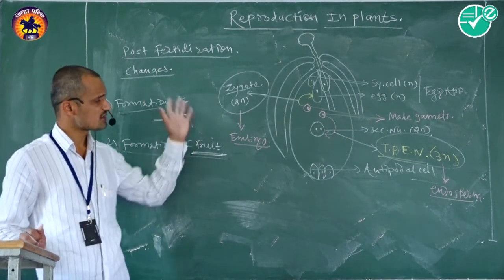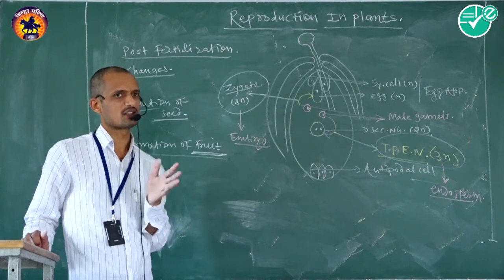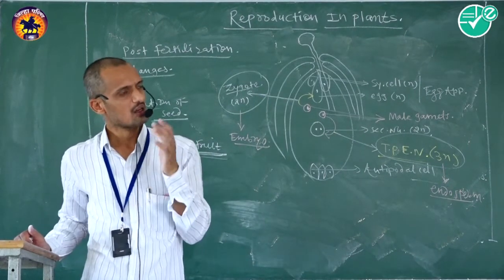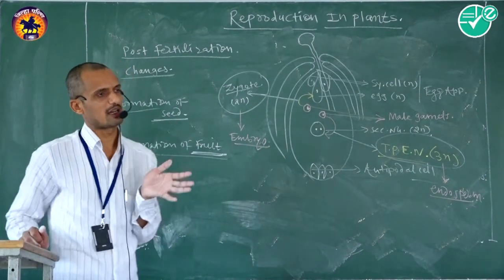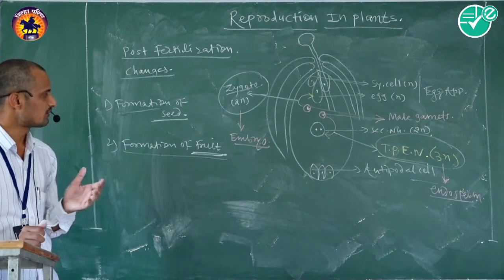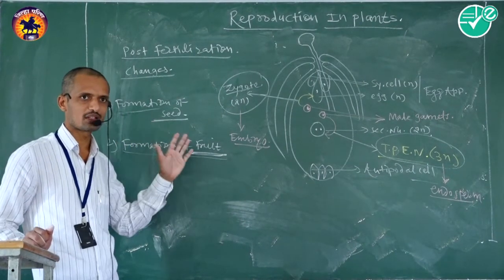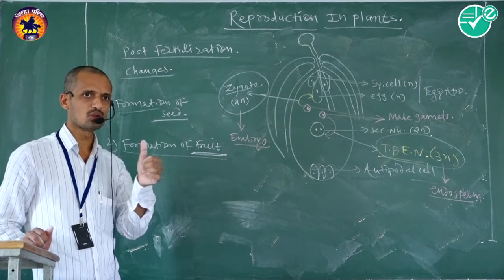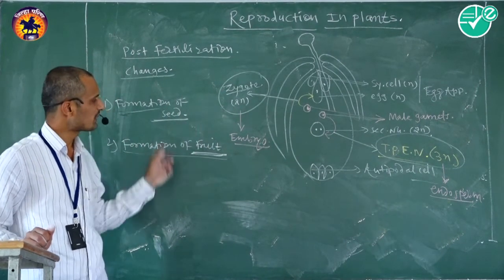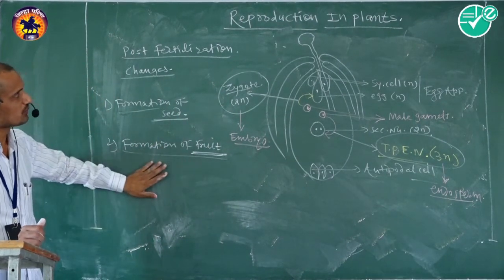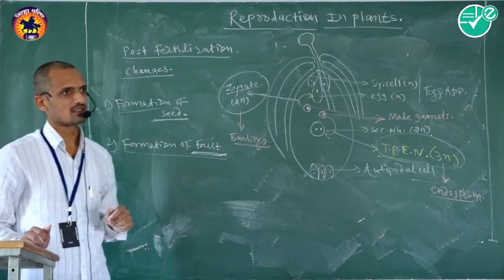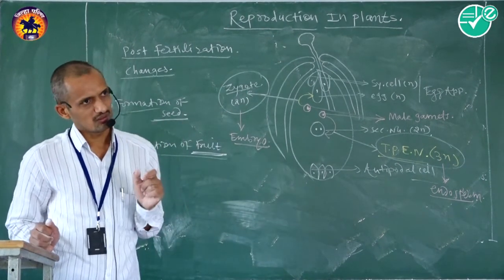Formation of fruit means the total ovary. Ovary is a part of the carpel. The ovary gets metamorphosed or ripens, and finally the total ovary converts into fruit. Here the reproduction in plants is completed.